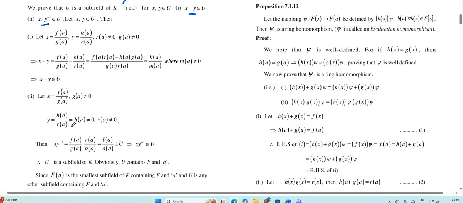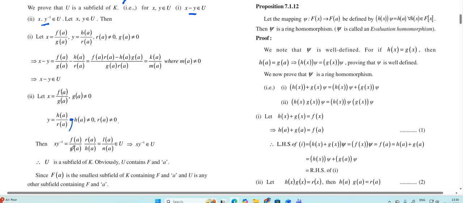Here y should not be 0. For y to have an inverse, it should be non-zero. That's the definition of a field. All the non-zero elements should have a multiplicative inverse. So it should be non-zero, which means both numerator and denominator should be non-zero.